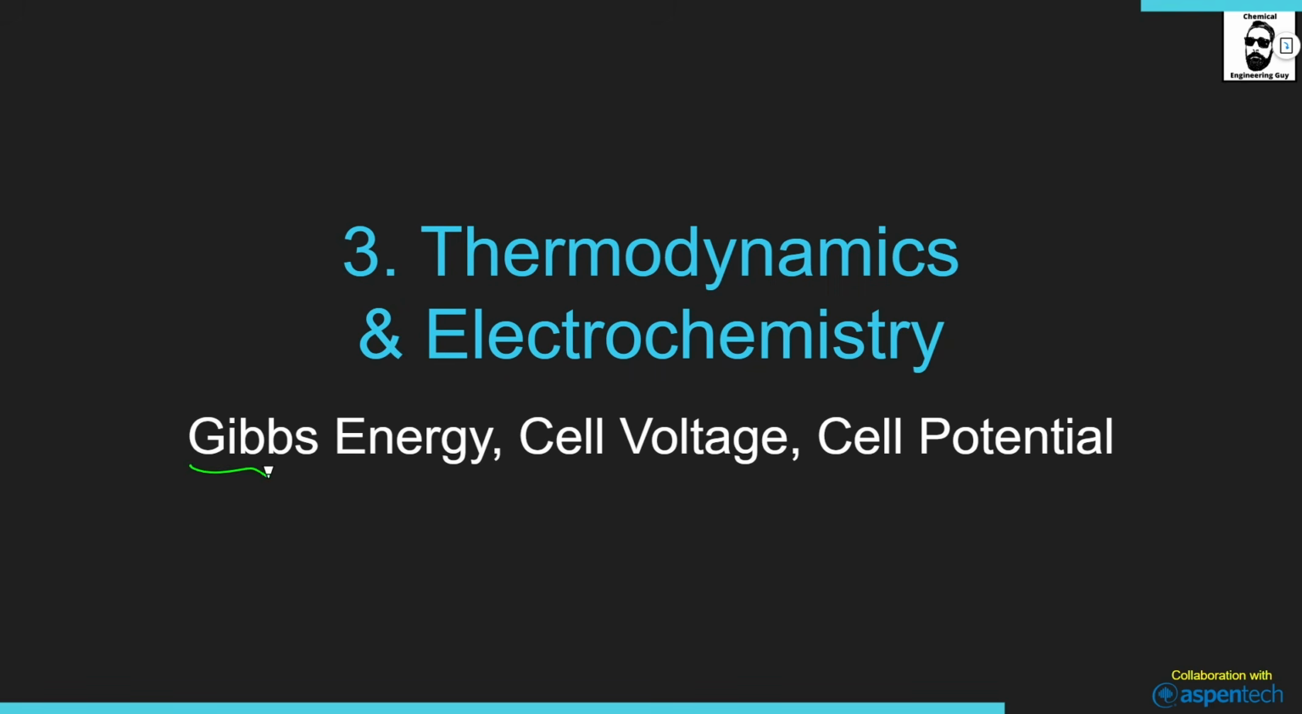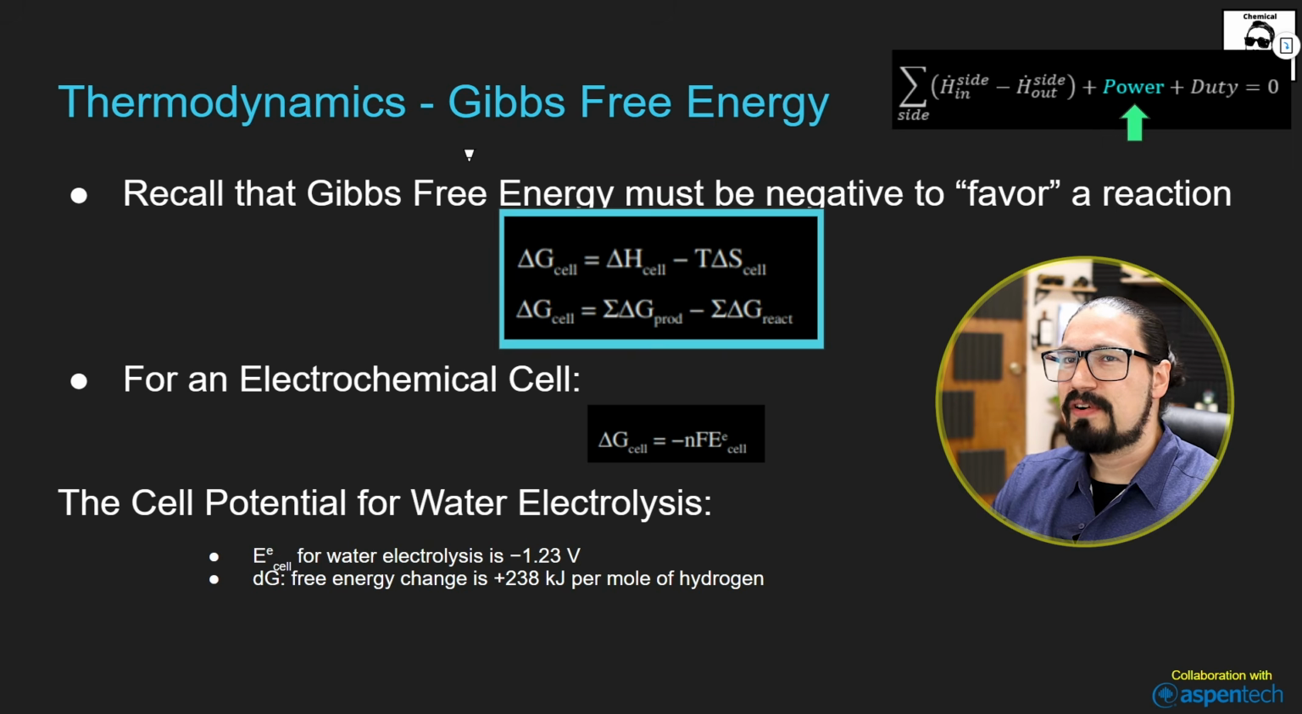So now let us continue with thermodynamics and electrochemistry that goes behind the cell. And of course, as you can imagine, we're going to be talking about Gibbs energy, cell voltage, and cell potential, which are the main fundamentals whenever we talk about electrolysis. So first things first, let us recall that the Gibbs free energy will allow us to understand whether or not a reaction is going to be favored.